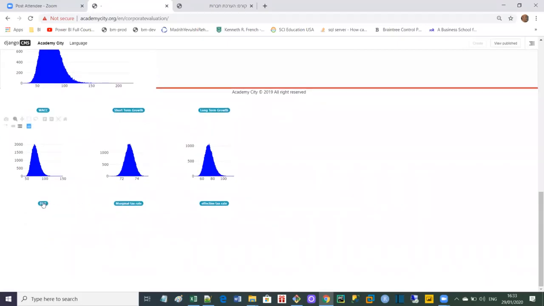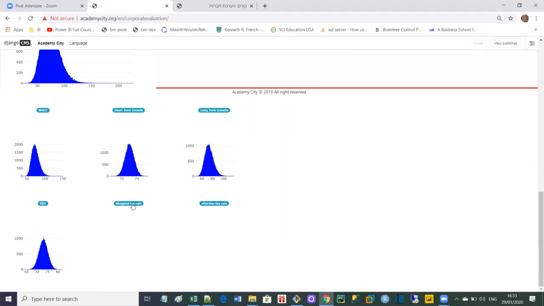Here we have the same thing for the EBIT, how much the EBIT really is, and the EBIT also has an effect. But if I have to rank them, I would say that the WACC and the long-term growth are the numbers to which the valuation is most sensitive.